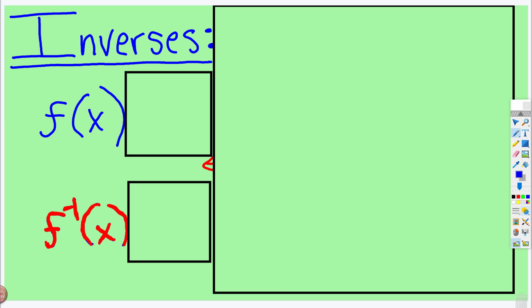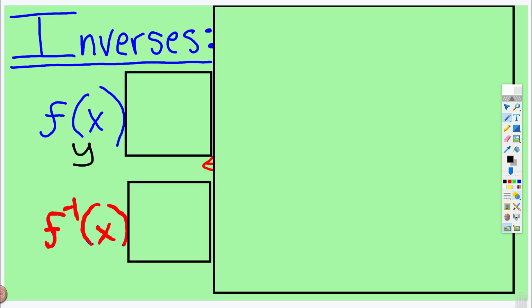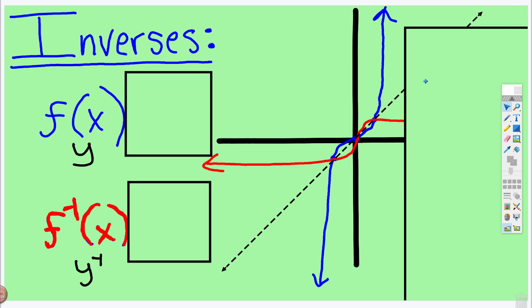Okay, now we're going to start talking about inverses. If you have a function, f of x, the inverse of this function, this is what the notation would look like: f to the raised negative 1 of x. Another notation, remember how f of x means the same thing as y? Well, the inverse would be y to the raised negative 1 of x. And let me show you graphically what a function inverse might look like.